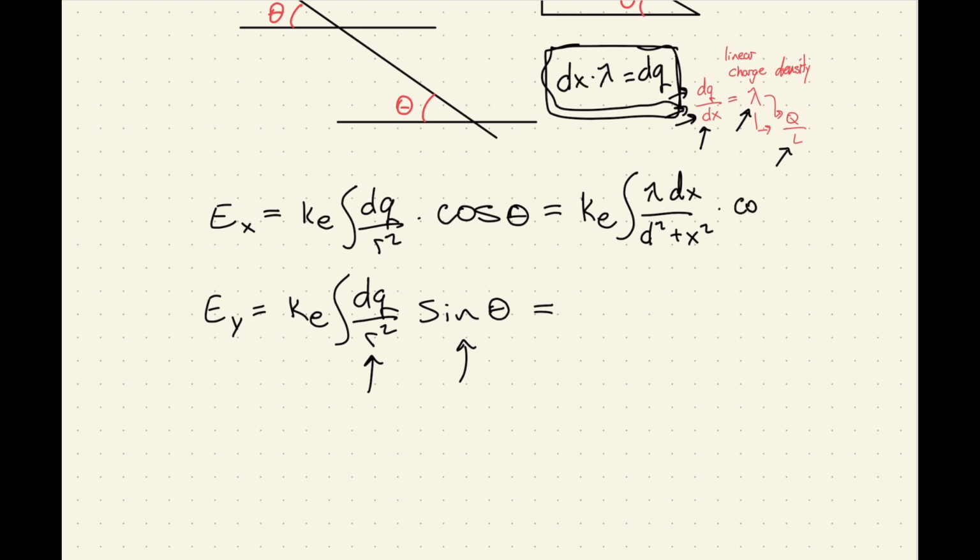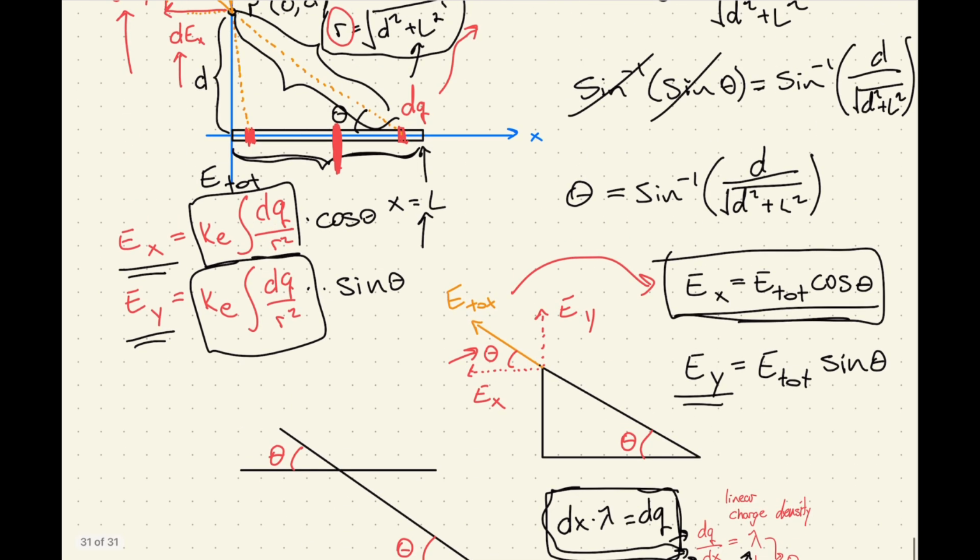And remember, we also have cosine of theta here. Now we can do the same thing on both sides of the equation here. We have lambda dx. This is going to apply on this component as well. And we have d squared plus x squared, which is going to be the r squared. And then we have this sine of theta.